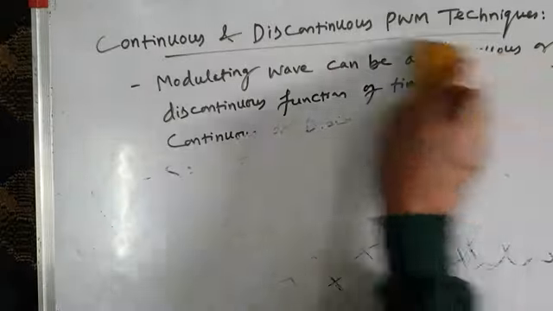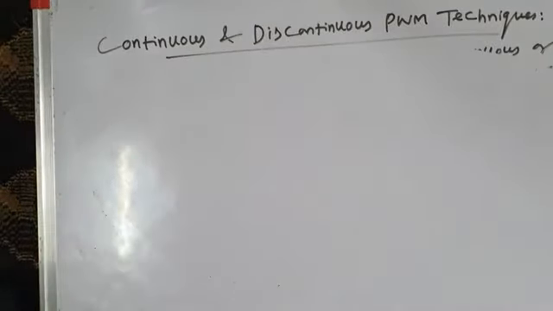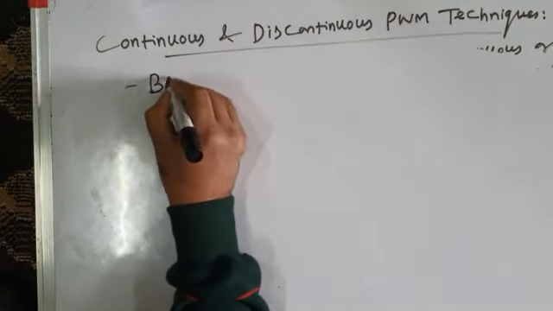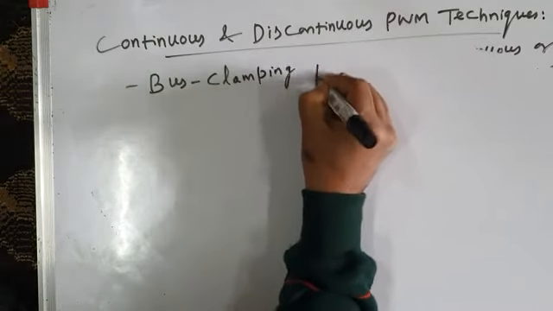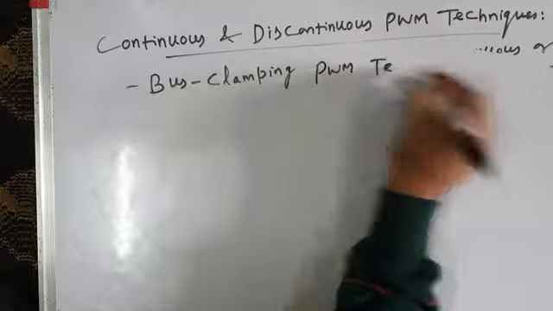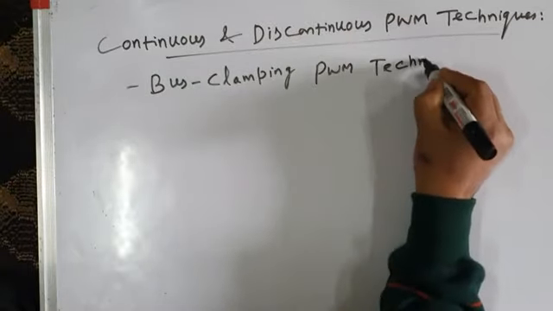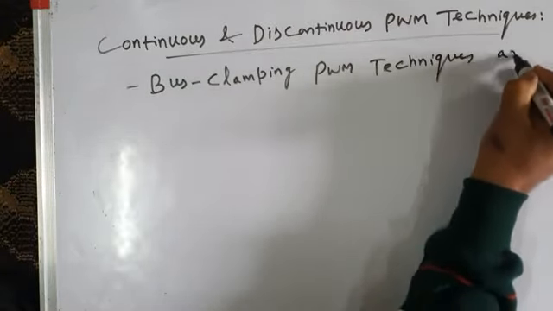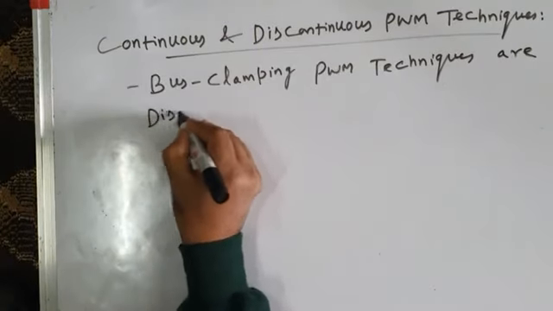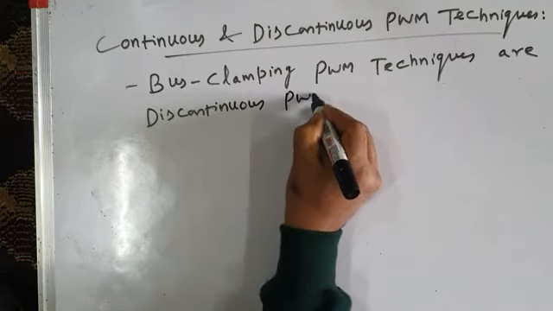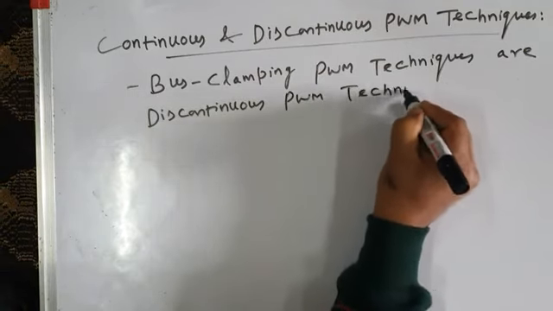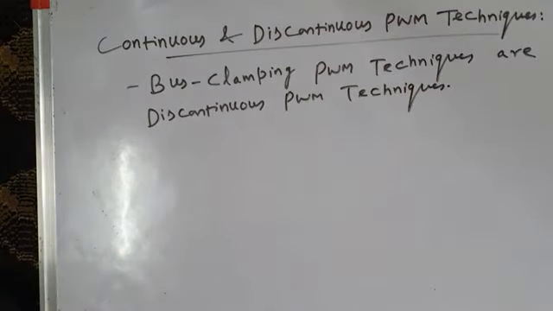What are the examples of discontinuous PWM techniques? All bus clamping techniques are examples of discontinuous PWM techniques. I will write here the next point: bus clamping PWM techniques are discontinuous PWM techniques. They are all discontinuous PWM techniques, because in all of them, the modified modulating waves are discontinuous functions of time.